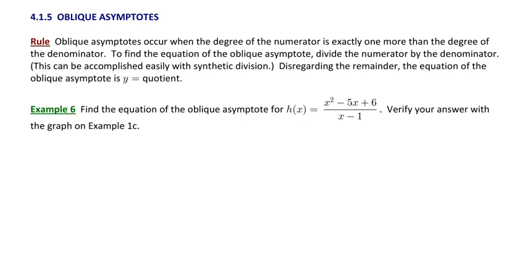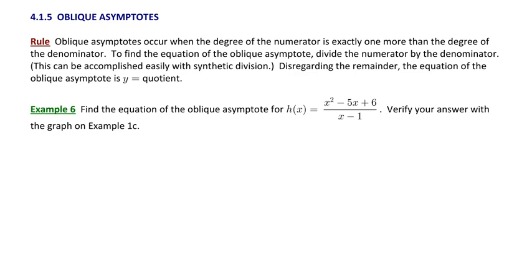Recall that a rational function can have three types of asymptotes: vertical, horizontal, or oblique. We've learned how to locate vertical and horizontal asymptotes, so now we're ready to study oblique asymptotes. Remember, oblique simply means at an angle to. For that reason, oblique asymptotes are sometimes called slant asymptotes. Here's how we locate them.